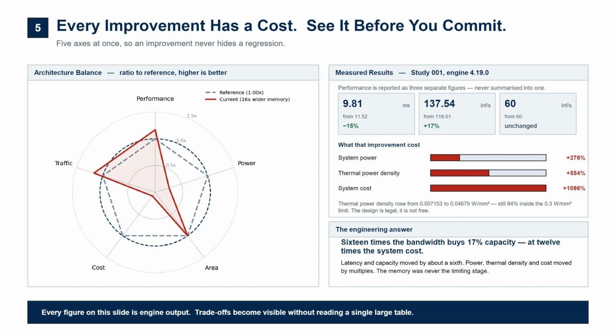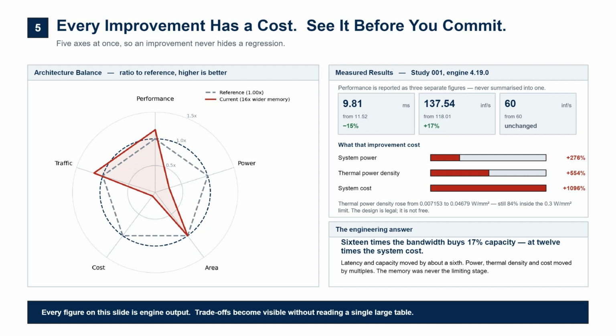Architecture optimization is rarely about maximizing one metric. Study 001 is a good example. With the faster memory configuration, latency decreases from 11.52 to 9.81 milliseconds. Pipeline capacity increases from 118.01 to 137.54 inferences per second. Delivered throughput, however, remains at 60 inferences per second because the application target already caps it at that value. Now consider the other side of the decision.